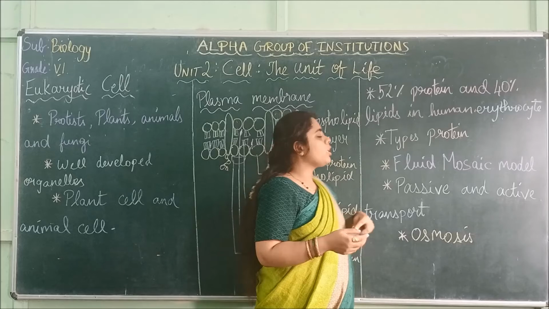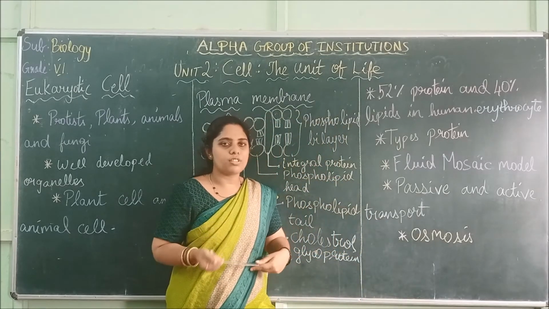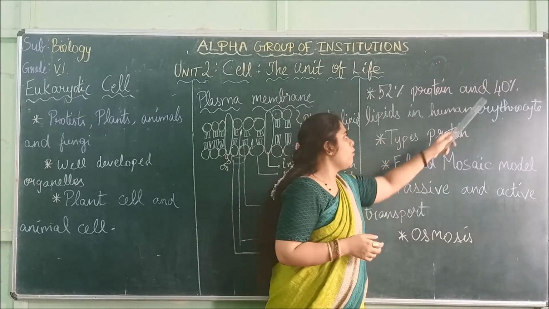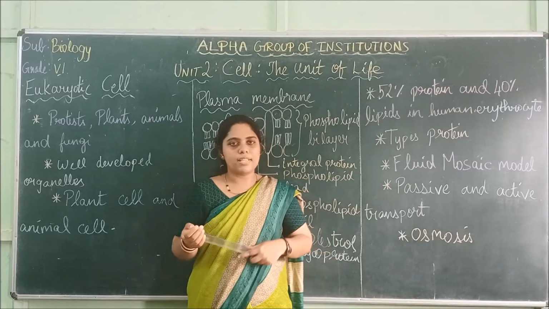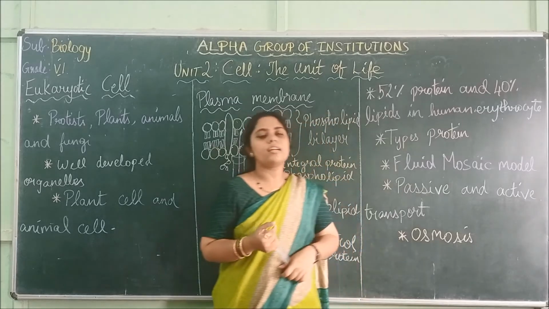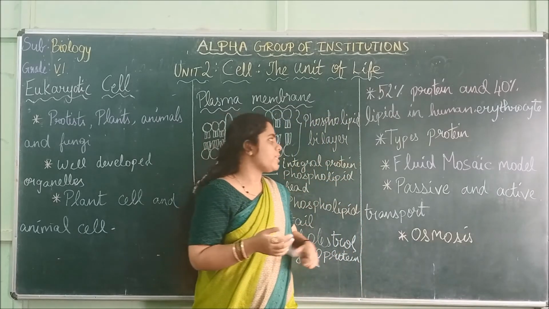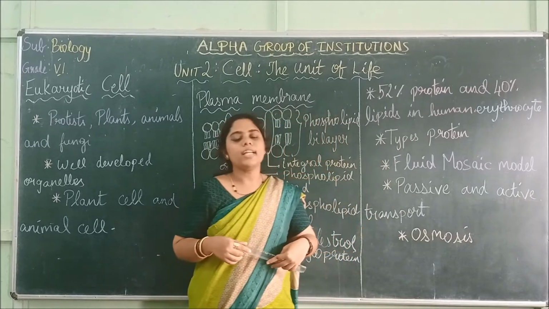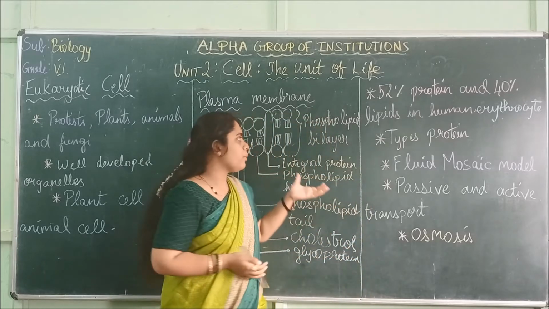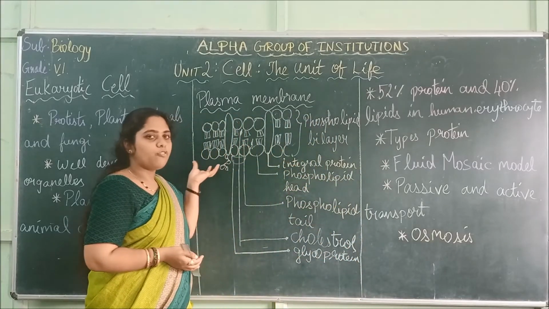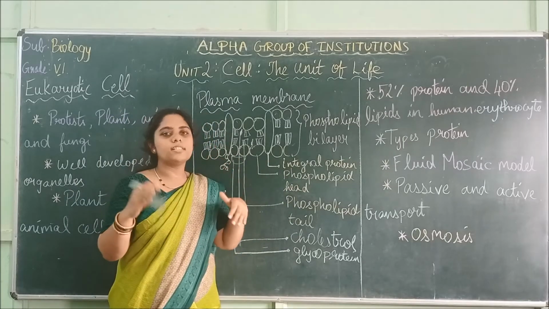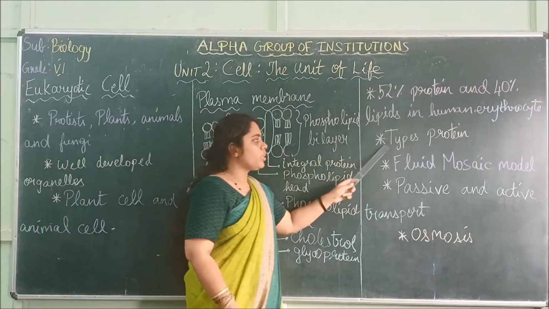And when we are seeing about the plasma membrane of the human erythrocytes, the red blood cells, 52% is protein and 40% lipid is present in the plasma membrane of the human erythrocyte. There are two types of proteins present. One is peripheral protein and the second one is integral protein. Peripheral protein will be present on the layer, whereas integral protein will be buried inside the layer. So these are the two types of proteins.